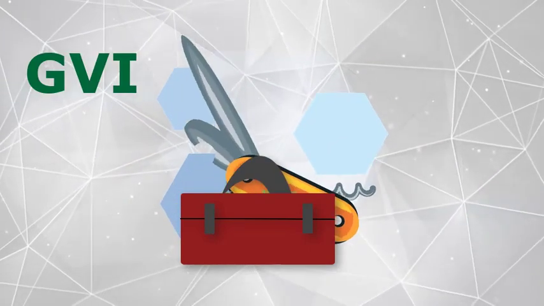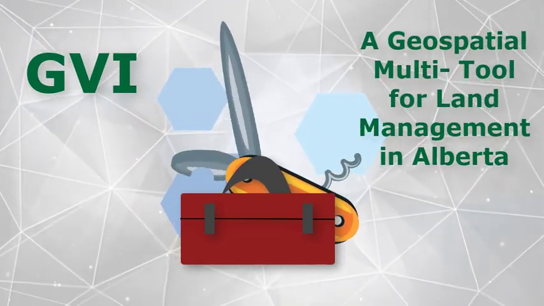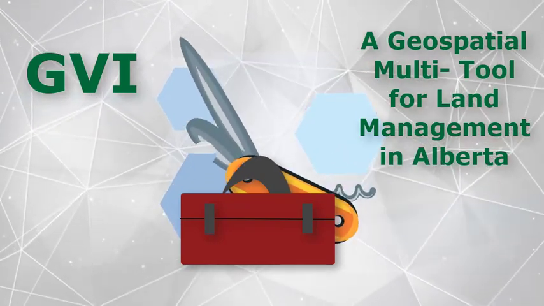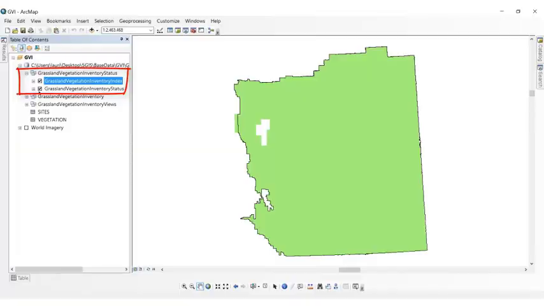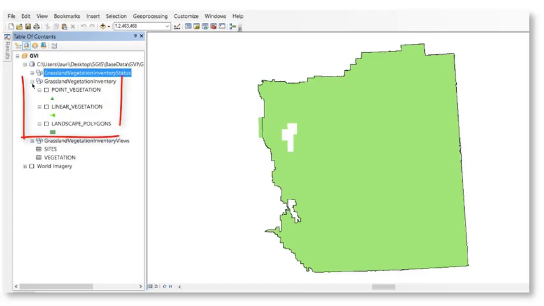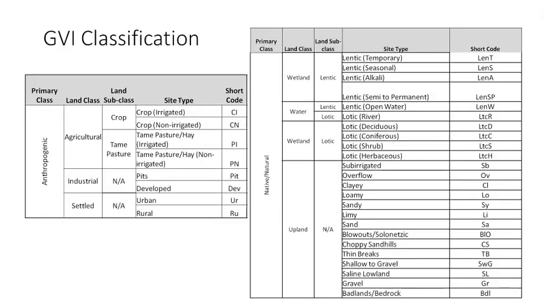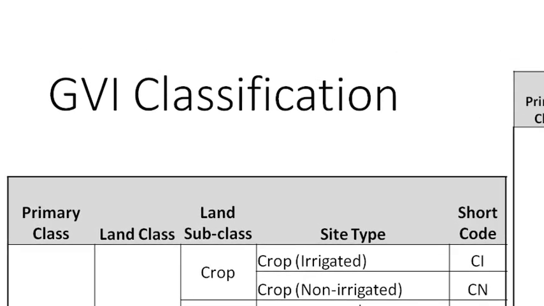Whatever the case, knowing how to use this powerful tool will allow you to MacGyver the geospatial layer to find solutions for a variety of applications. Grassland Vegetation Inventory, or GVI, is a freely available geospatial dataset that covers southern Alberta. The GVI dataset includes point, line, and polygon layers. GVI also provides a land cover classification system that can be applied throughout Alberta.